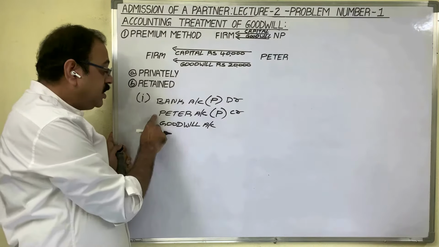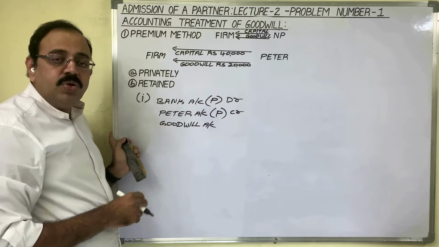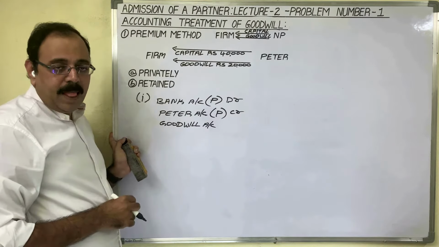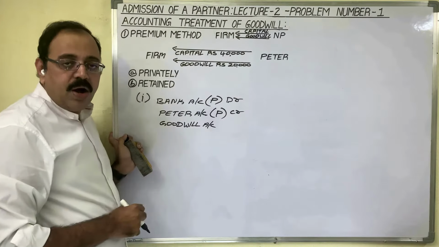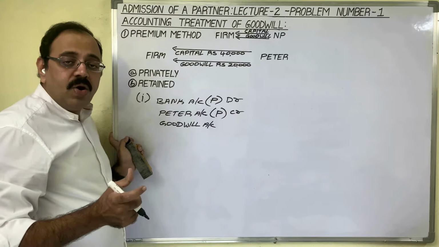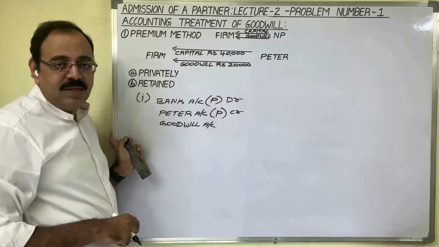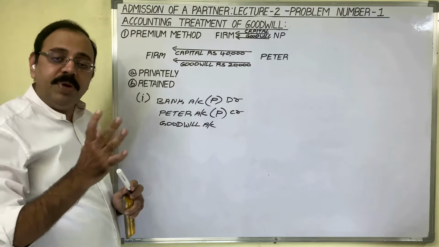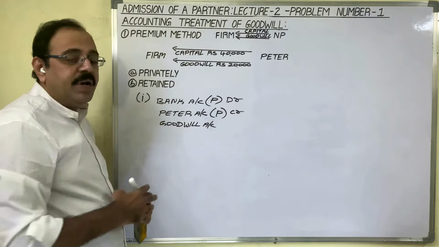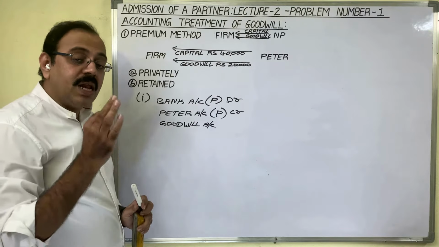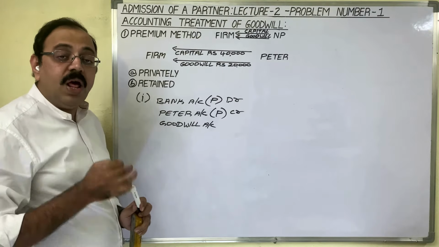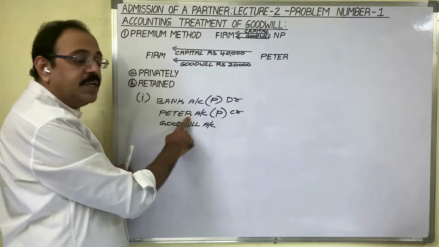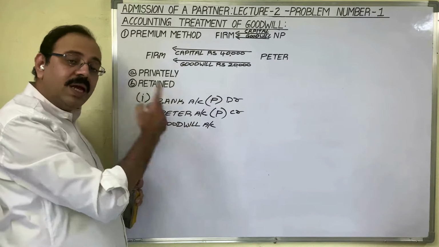And the owner's name we should not write in the books, no? So instead of the owner's name, we used to write the word capital. But if you simply write capital account, then there is no clarity regarding whose capital it is. This is a partnership business. Three partners are there: Ram, Rahim, Peter. If you simply write the word capital, then is it Ram's capital, Peter's capital or Rahim's capital? There is no clarity. Therefore, instead of writing the word Peter, we should write Peter capital.